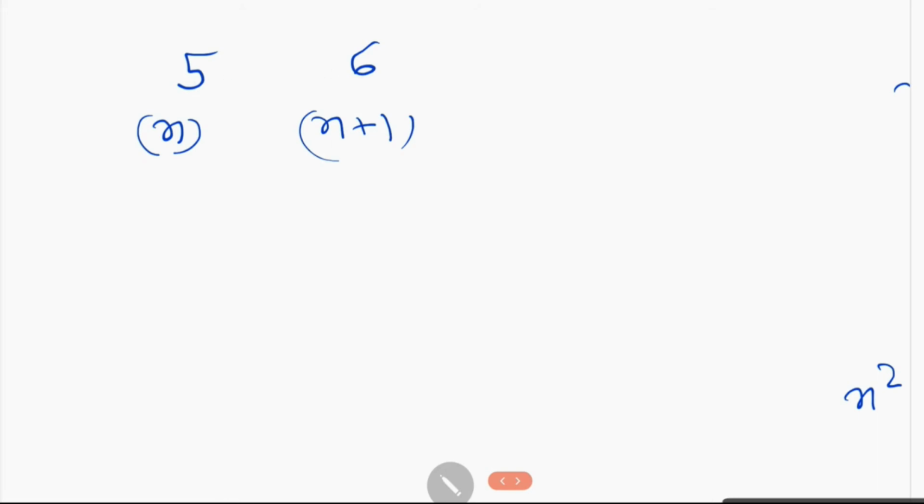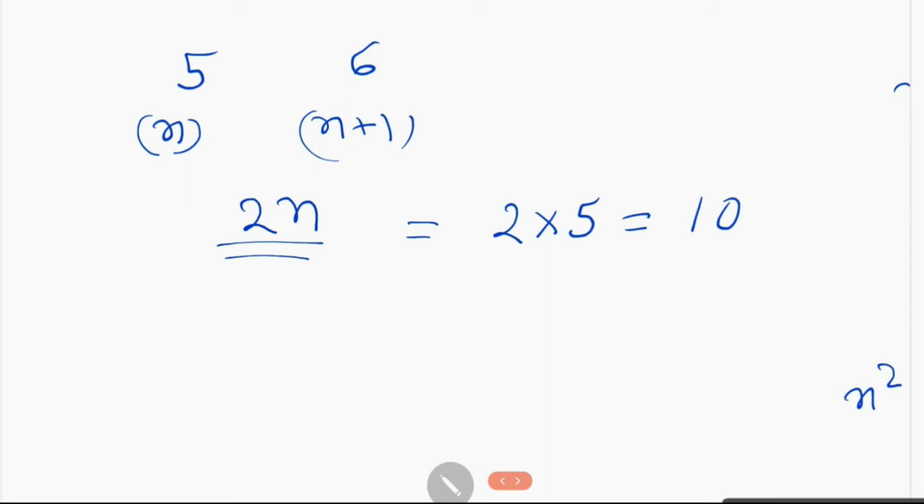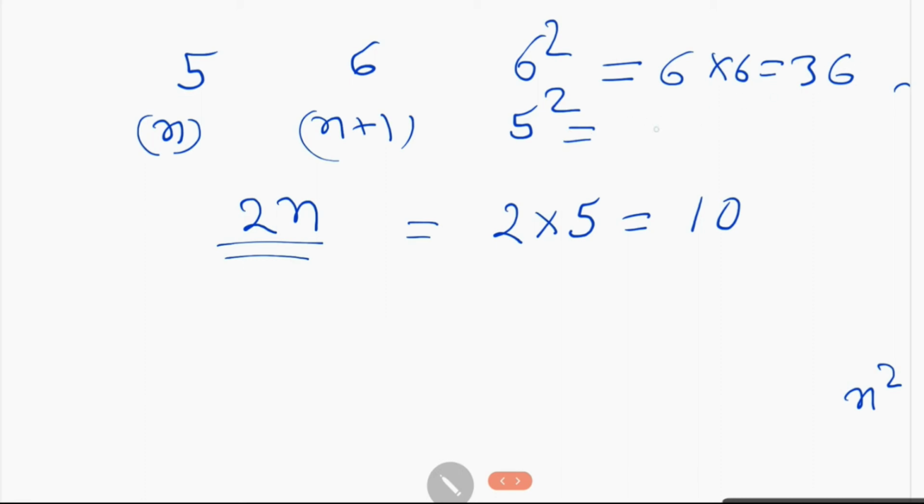Now we don't want to count how many non-square numbers there are between the squares of these two numbers. So how can we get it? The number of non-square numbers is 2n. The n value is 5, and 2 multiplied by 5 is 10. 6 square is 36 and 5 square, 5 multiplied by 5, is 25. Between the perfect squares 25 and 36, we get 10 non-square numbers.